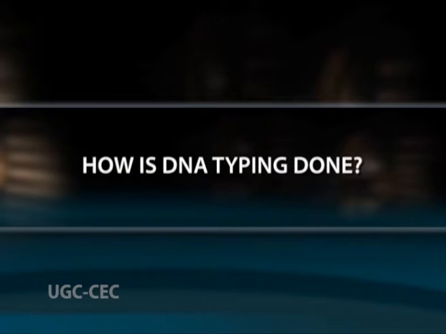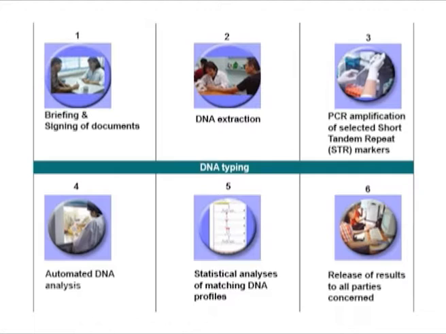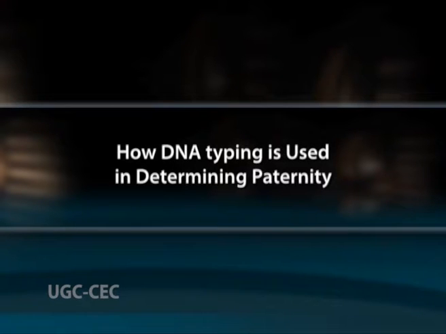How is DNA typing done? The DNA analysis laboratories or DAL routine procedure in analyzing cases is briefly diagrammed. Completion of Form 001 with the details of purpose for DNA analysis is important in DNA typing. Biological samples like blood or muscle tissue from the alleged father or mother and the child are needed for simple paternity testing. How is DNA typing used in determining paternity?